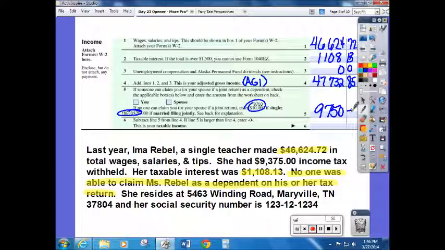And then line 6 says subtract line 5 from line 4. And that amount comes to $37,982.85.